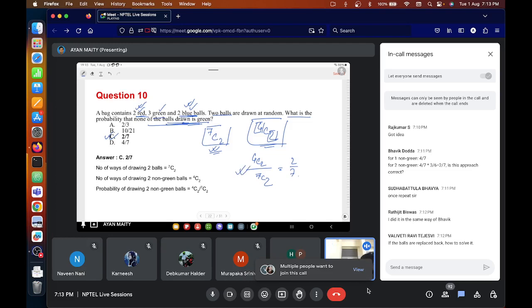If this is without replacement, and if the balls are replaced back after picking, in that case the probability of picking the first non-green is 4 by 7, and the probability of picking the second non-green is again 4 by 7, because you pick the first ball and you put it back, so with replacement. So in that case it will be 4 by 7 into 4 by 7. So in that case this approach would not be correct. What Bhavik has done, using the sequential approach, first you pick one and then you pick the second, so you multiply those 2 probabilities. So if the balls are put back, in that case it will be 4 by 7 into 4 by 7, because the probability of picking the first non-green ball is 4 by 7, and the probability of picking the second non-green ball is also 4 by 7.